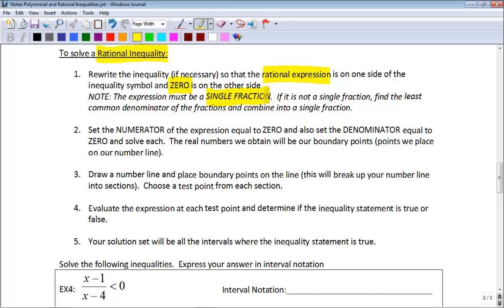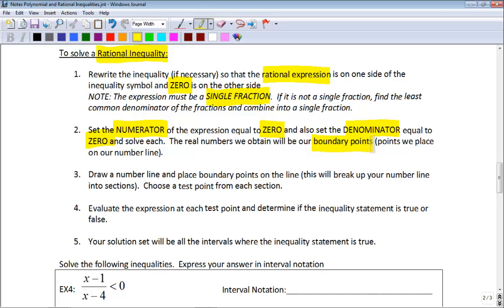If it's not a single fraction, you're going to need to find the least common denominator and make it a single fraction. After you do that, you're going to set the numerator of the expression equal to 0, and you're also going to set the denominator of the expression equal to 0, and you're going to solve each. The real numbers that you obtain when you do these are going to be your boundary points, points that we're going to place on a number line.